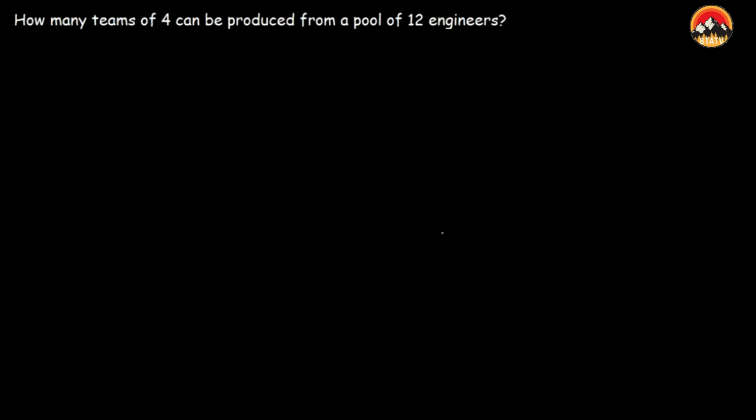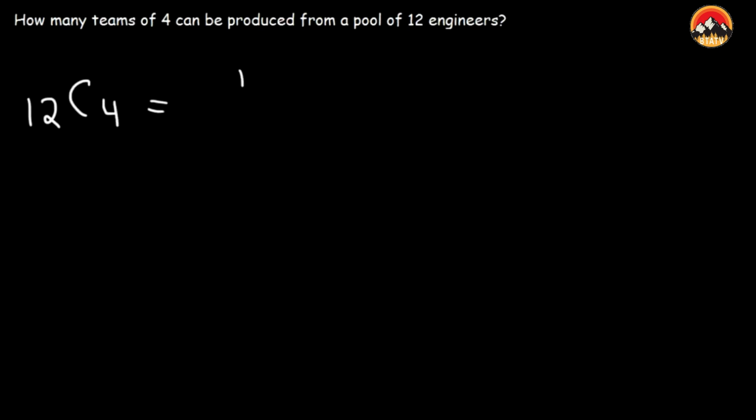So let's say I select 4 individuals: John, Sue, Sally, and Chris. Does it really matter if I select John, Chris, Sally, Sue? It's the same team of 4. So in this problem, the order doesn't matter. Therefore, it's a combination. So we're choosing 4 from a total of 12. So it's going to be 12 C 4.